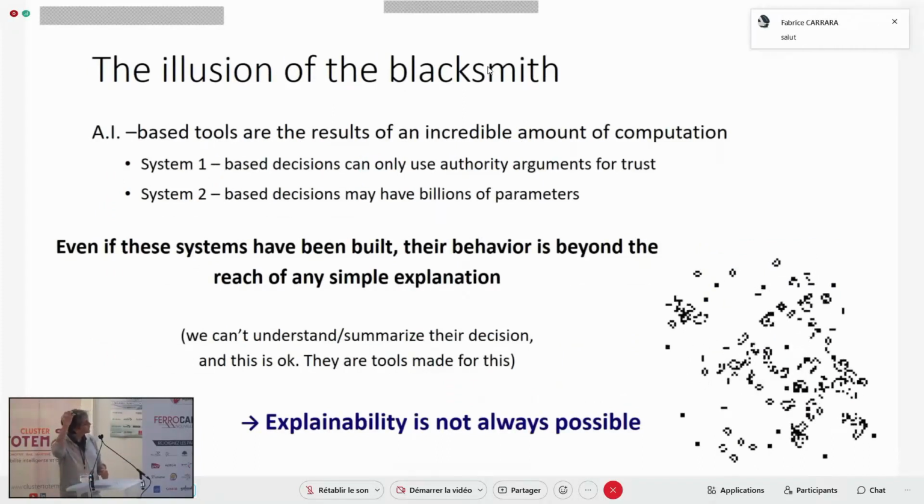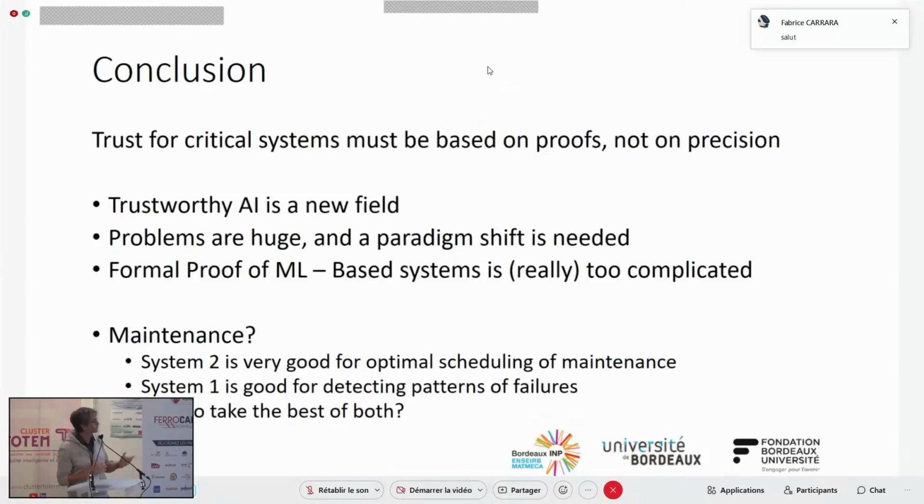I'll skip that, and I'm just going to my conclusion. I'm respecting the time. So trustworthy AI is a new field. And it's very complicated because the whole machine learning area doesn't care about trust. They just care about precision. And precision is not sufficient. So we need a paradigm shift in the machine learning community. We need to take trust into account from the beginning, if we want to deploy this kind of system.